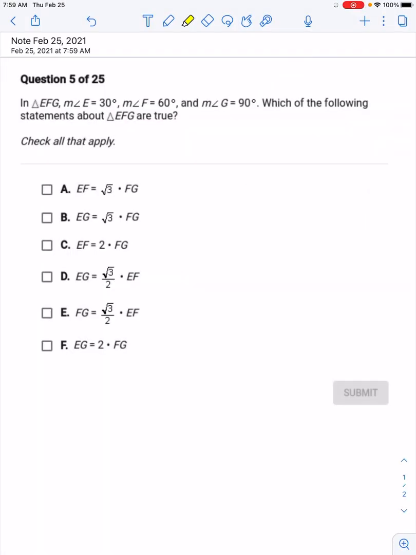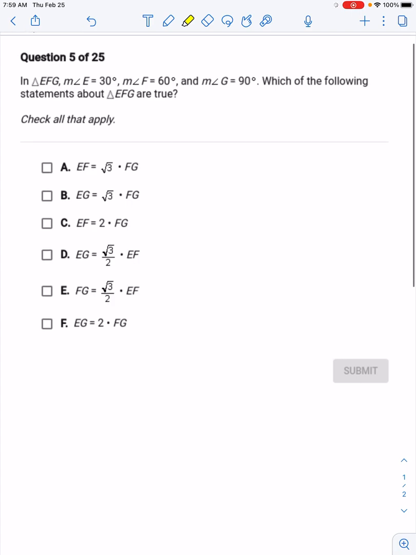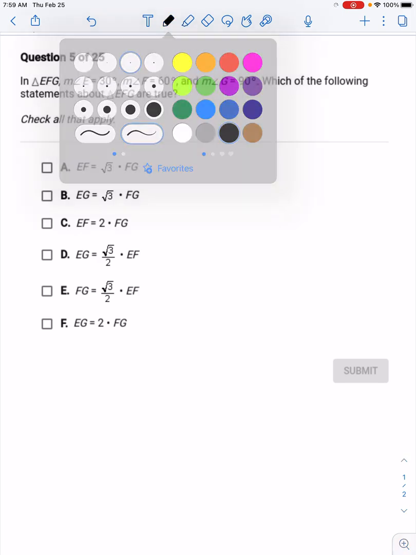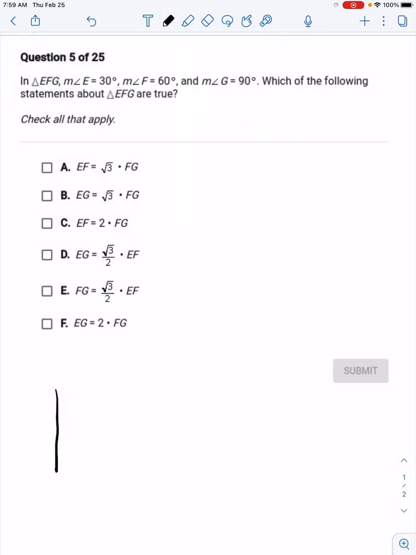So this is from chapter or unit 3. For this question, you're going to have to draw a triangle, and it says EFG is the triangle, E is 30, F is 60, G is 90. So I'm going to draw myself a right triangle, and I'm going to label it EFG.